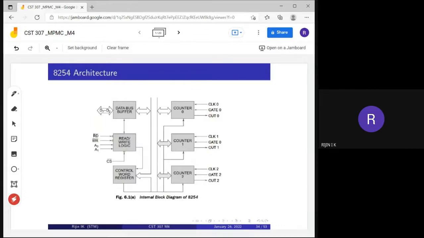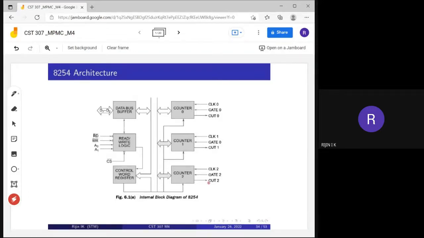We know that it has three counter units. Three separate, independent counter units: Counter 0, Counter 1 and Counter 2. All these counters can perform their operations independently.